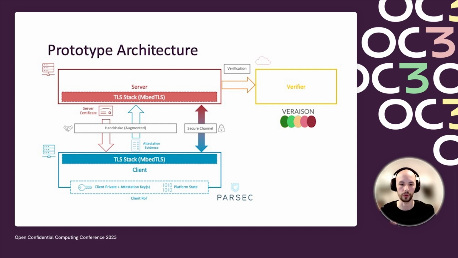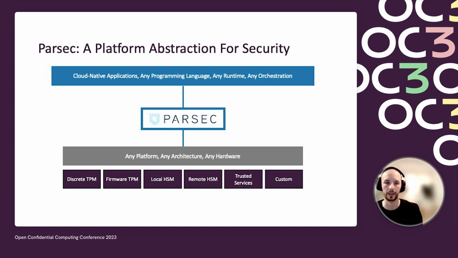So now I want to talk a bit more about all of these components, starting with the one closest to the root of trust. Starting with Parsec. Parsec is a platform abstraction for security. It allows cloud-native applications to consume hardware-backed security services offered by the platform that they're running on. And the Parsec service does this by running in user space and providing an easy-to-access and easy-to-use interface that's usable from any programming language or runtime.